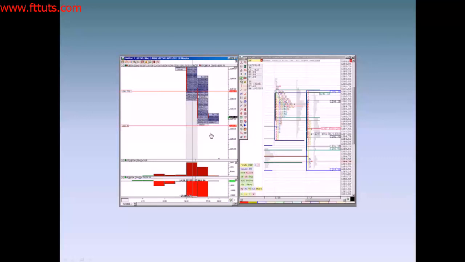We will look at many more examples of these, but I wanted to begin to introduce you to the ability to work with the footprint chart in tandem with the profile chart, because you will find that that will be a great asset for you in your trading. And it looks like with that we have come to the conclusion of our lesson for today.